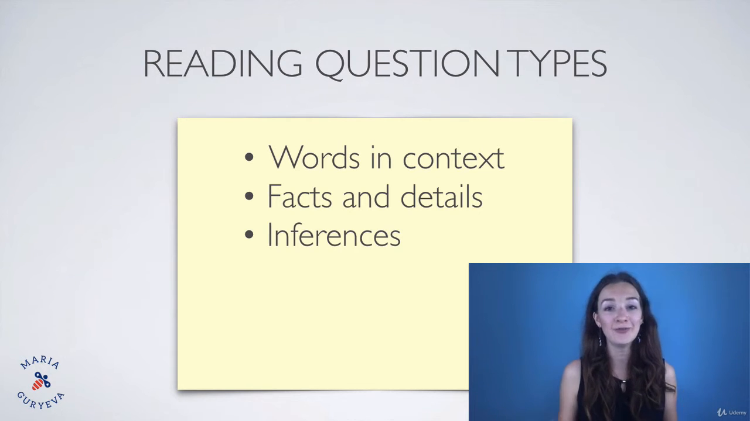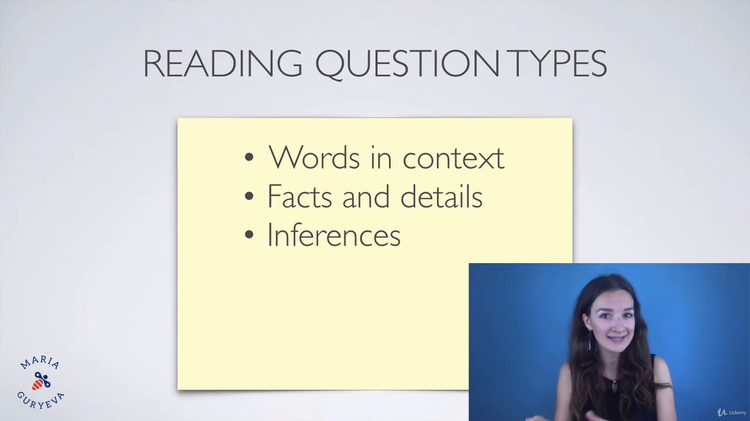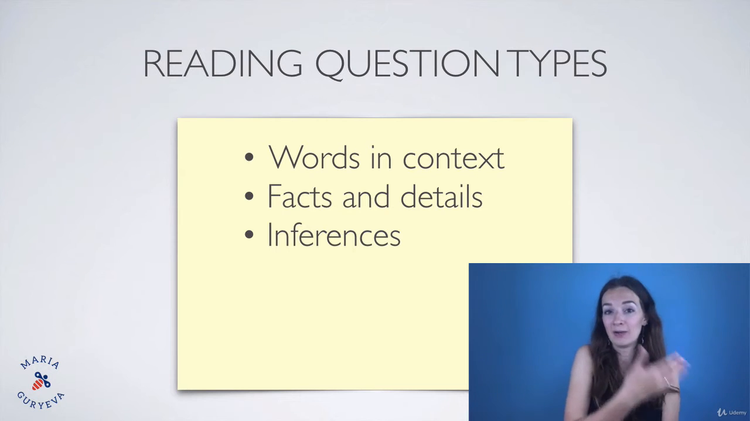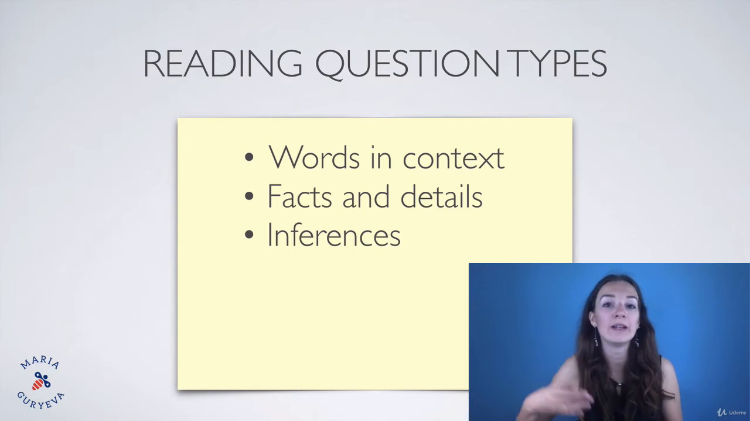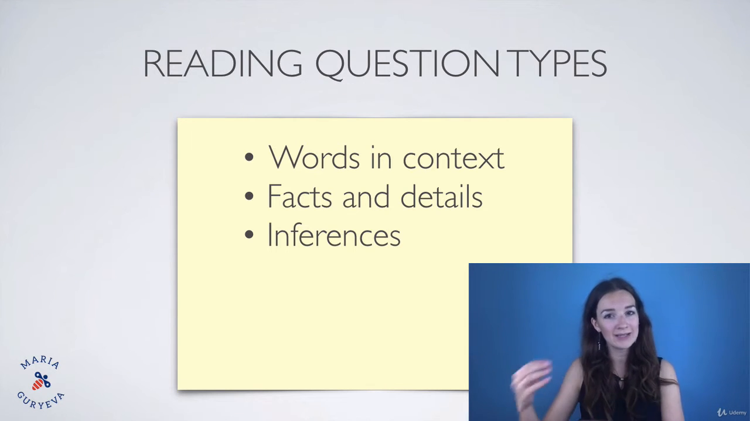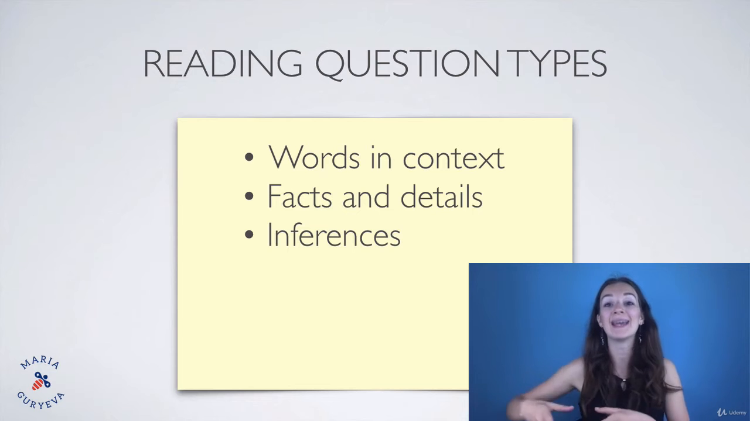Then we have inferences. This is a little bit harder than the facts and details because in this type of question, we need to make conclusions. This is something that is not written in the text, black and white, but something that is obvious. And the question asks us about something obvious, but what is not written. So we need to read some of the clues and then make a conclusion.